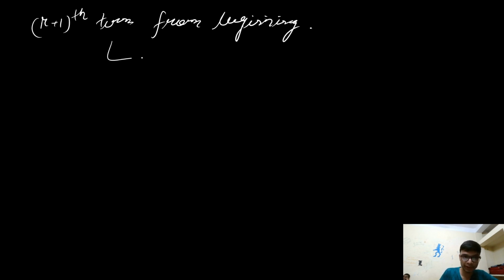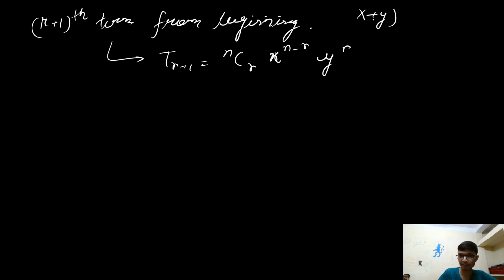Now, this particular term was calculated as nCr x to the power n minus r and y to the power r in the expansion of (x plus y) to the power n. But many times in questions, you have to calculate the rth term, or I mean to say, the r plus 1th term from the end.